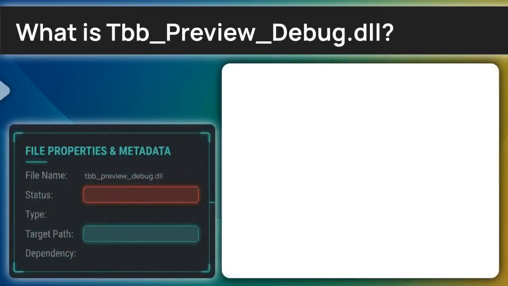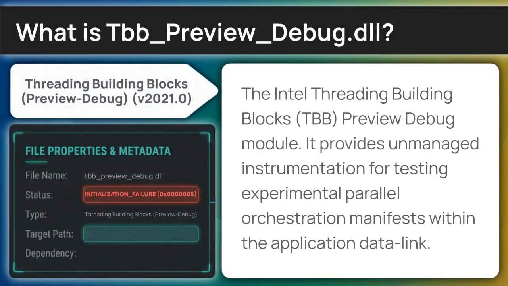This is the TBB Preview-Debug, the Intel Threading Building Blocks TBB Preview-Debug module. It provides unmanaged instrumentation for testing experimental parallel orchestration, and manifests within the application data link. With that background out of the way, here is how we actually restore the missing component.